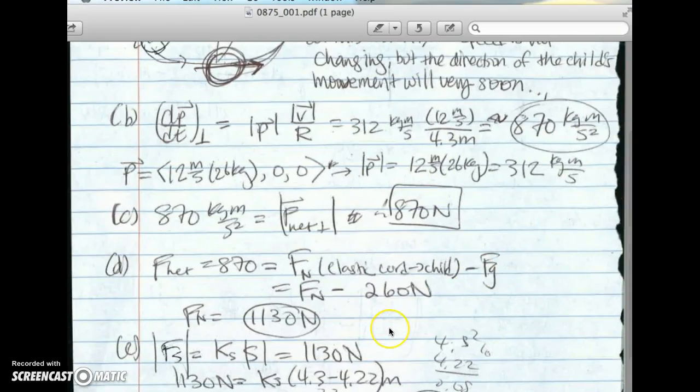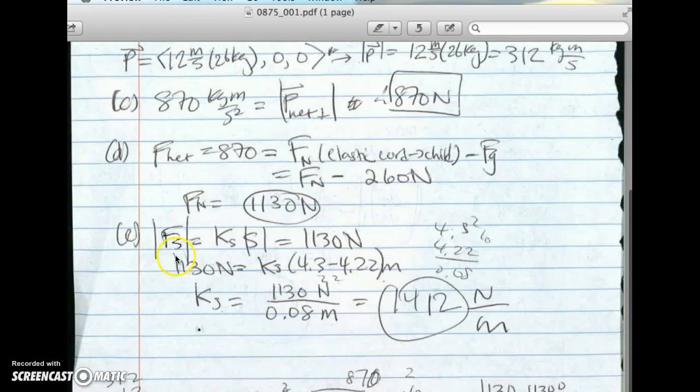And lastly, because we know that force, and in this part E we're treating it almost like a spring force, it's a product of Ks, which is the spring constant, with the length of stretch. Since it tells us how to calculate the length of stretch, 4.3 minus 4.22, we can get the constant by dividing the force 1130 newtons by 0.08 meters.